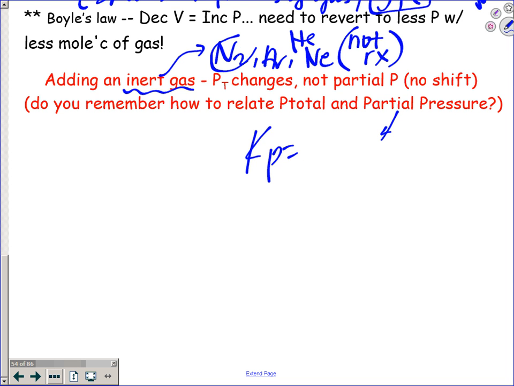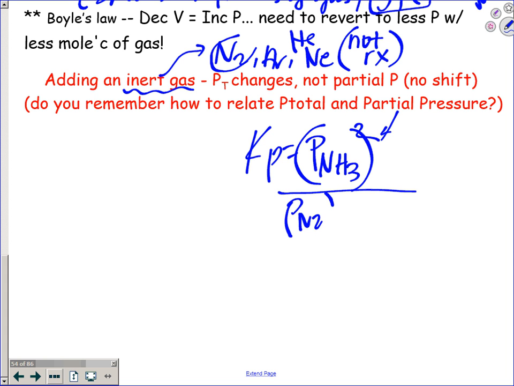Partial pressures, right? So partial pressure of ammonia over partial pressure of the two reactants. If I don't change their partial pressures, do I change the K? No. How do I relate P total to partial pressures again?